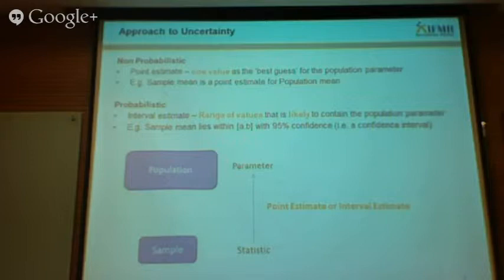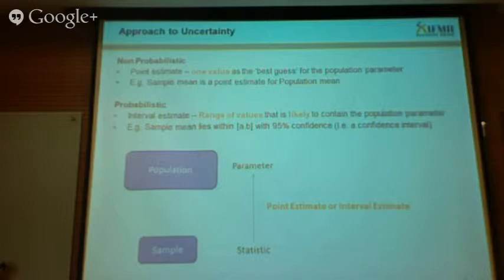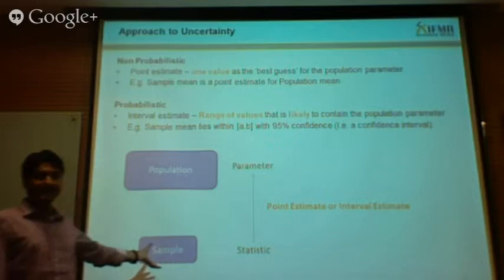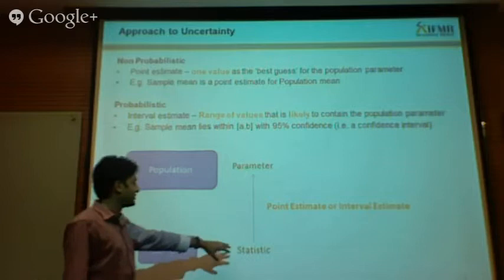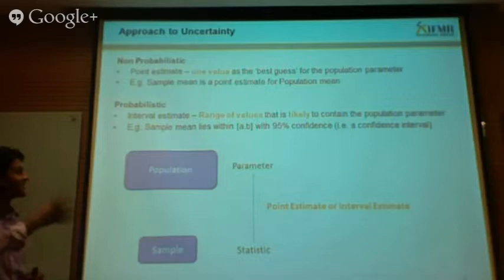point estimate. Say if you have a population and you're interested in that population, but you cannot observe that population. You're interested in some characteristic of this population. Say that's the parameter. What you have with you is a sample, and for that sample you compute a statistic and you use this statistic as a best guess, as an estimate for the population parameter. That's an example of a point estimate, where you're using one value as the best guess for the population parameter.